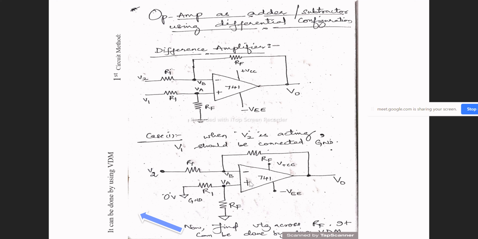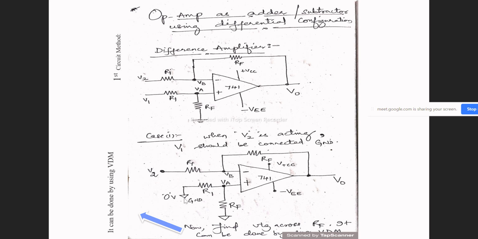Here we are supposed to understand what inputs we are applying at VA and VB. That's why we are going to calculate the voltage VA across this RF. What amount of voltage will be across RF? That is my VA. How can that be done? That calculation of the voltage across RF can be done by using a method called the voltage division method. What is the voltage division method? We know it is RF upon R1 plus RF into the voltage source. What is the voltage source? It is a ground voltage. So that thing we will be applying here.